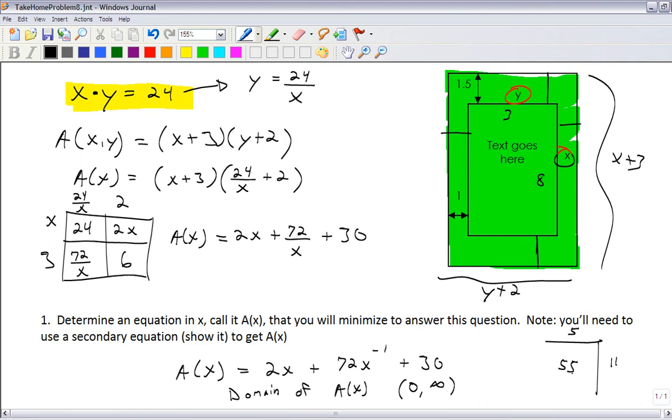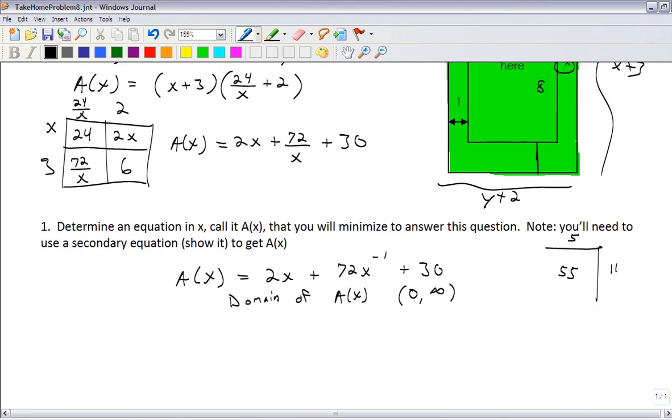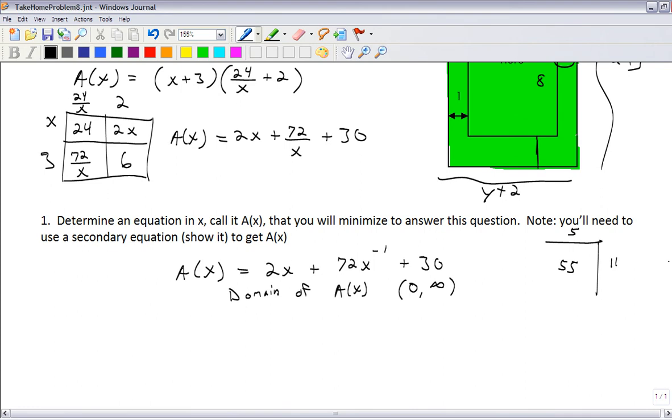So we used an x of 8. Let's plug 8 into our A of x formula and make sure it works. Right? So just going to verify A of 8. Well, that's 2 times 8. I'm hoping to get back to 55. Plus 72 divided by 8 plus 30. Okay, so now all we got to do is evaluate this one here.